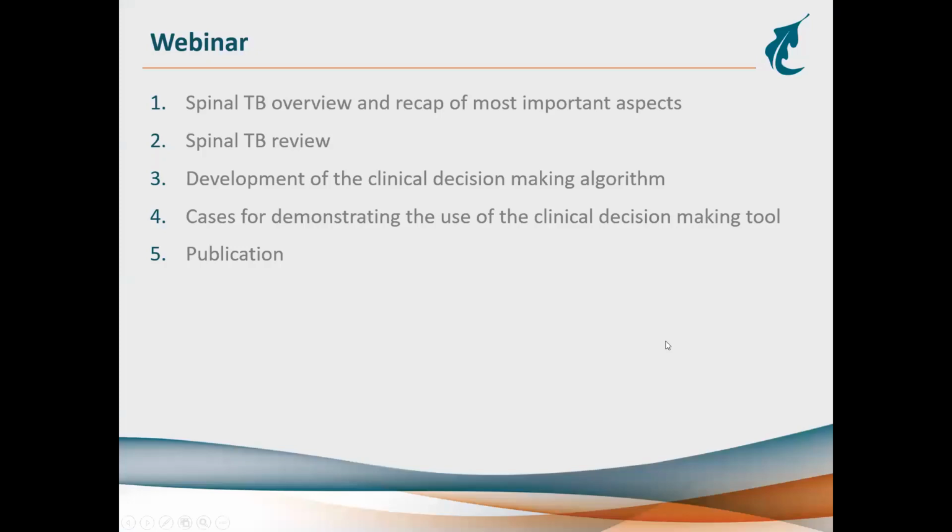For this webinar, we'll have a quick overview of what spinal TB is and the most important aspects thereof. I thought this would be important to lay the groundwork for why we needed to develop the tool and what you will see in the early decision-making tool. Then we'll talk about the spinal TB review we did and the development of the tool. Then we'll have some clinical cases demonstrating how the tool is used. And then we'll quickly talk about the publication. This article with the clinical decision-making tool was published earlier this week, so we'll have a look at that as well.